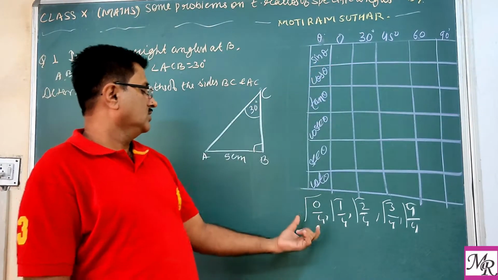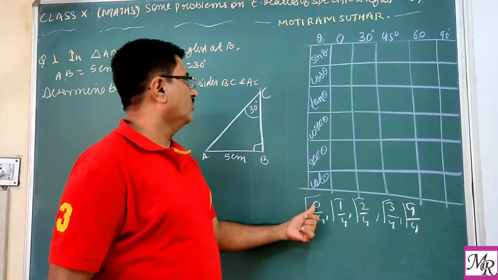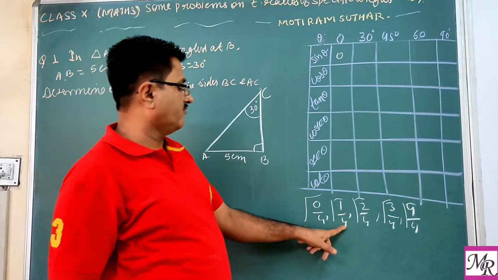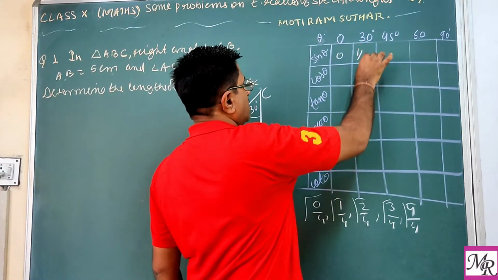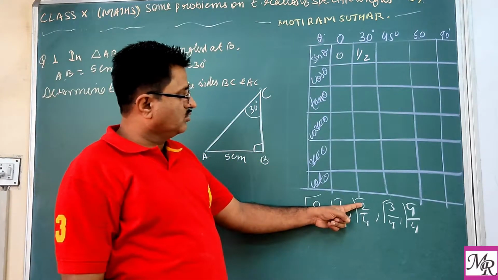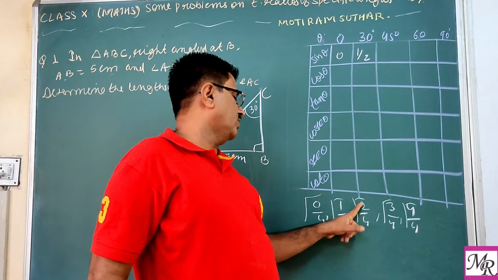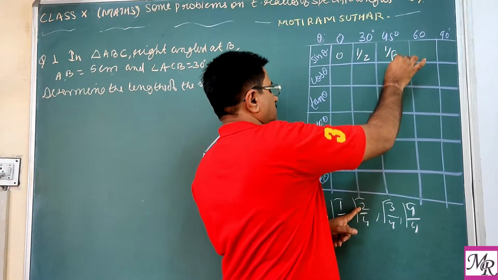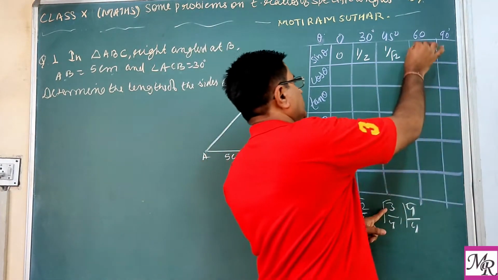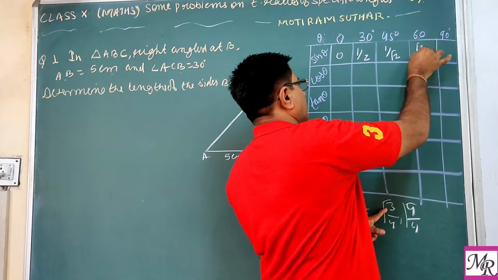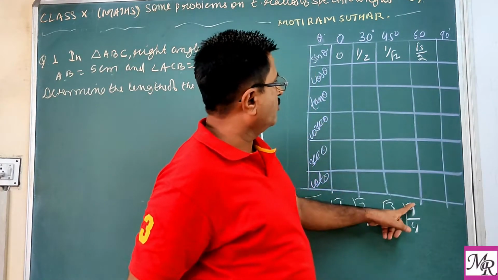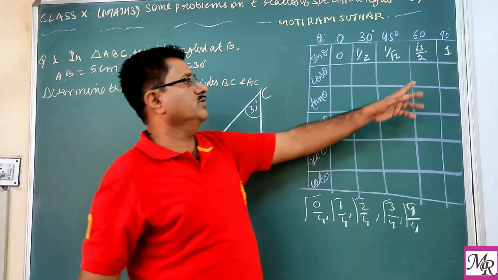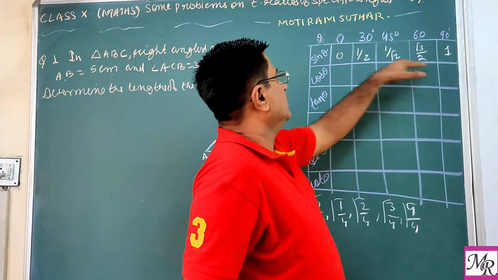Clear? So we can take 0 by 4, value is 0. Root of 1 is 1 and root of 4 is 2, so 1 by 2. Then 2 by 4 is 1 upon 2, so root of 1 is 1 and root of 2 is 2. Then root 3 remains and root of 4 is 2. Now 4 by 4 that is 1. So this is the sine row. So in a very small interval of time you can construct this table.